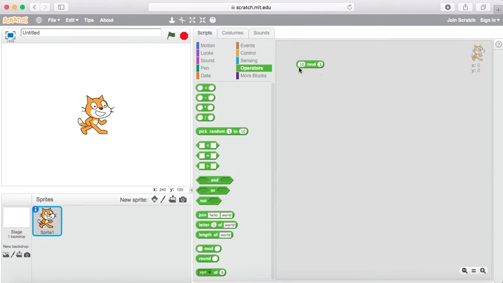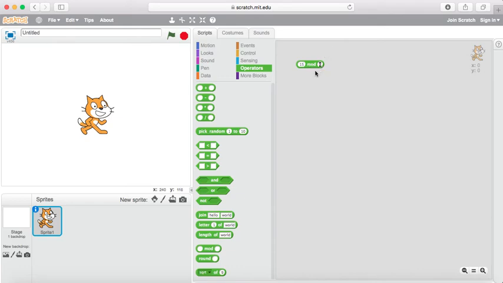Mod gives us only the remainder, so if I click on it, it should say 1. If I do 15 divided by, let's say, 4, we know that 15 divided by 4 is obviously 3, with a remainder of 3, it gives us a 3. If we do 6, the answer is 2 with a remainder of 3.